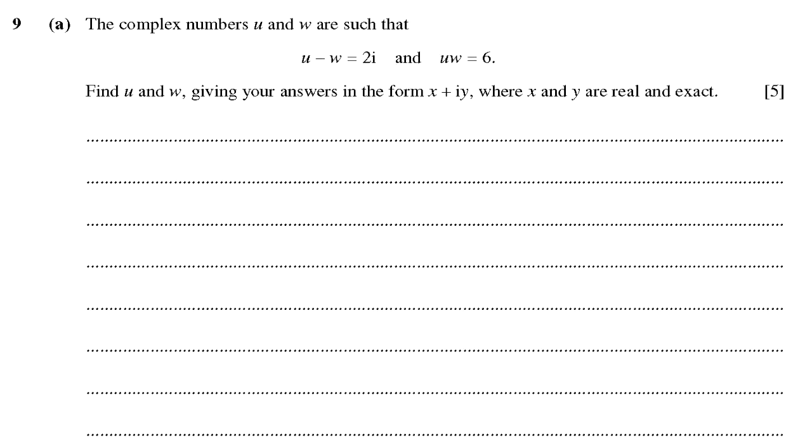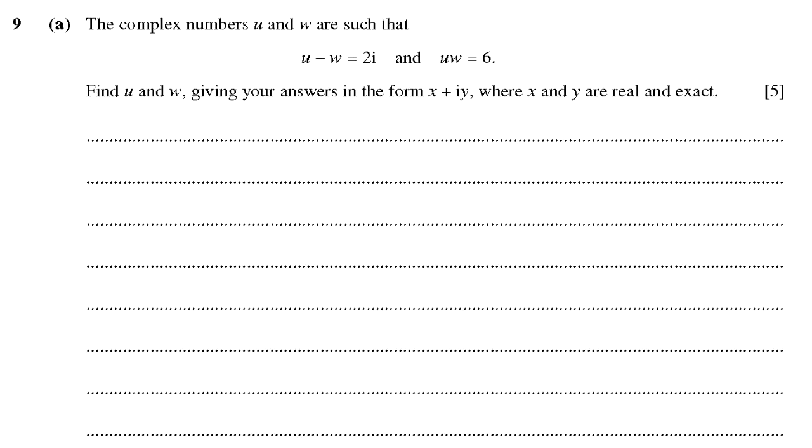Question 9a. The complex numbers u and w are such that u minus w equals 2i and u times w is 6. Find u and w, giving your answer in the form x plus iy, Cartesian form, where x and y are real and exact. Now you might be tempted to try some sort of substitution where you put in Cartesian forms for u and w. I think that would be a mistake. It's going to get complicated. You're introducing 2 unknowns for each of the variables, which makes 4 unknowns and 2 equations, very difficult to solve. Why can't we just work with u and w as they are?